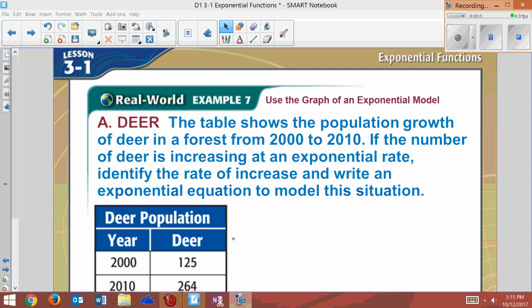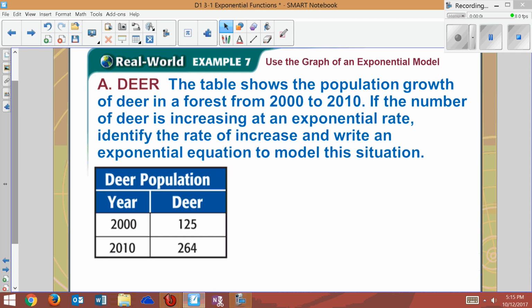All right, now we're going to look at a list and spreadsheets type problem. It says the table below shows the population of deer in a forest from 2000 to 2010. The number of deer is increasing at an exponential rate. Identify the rate of increase and write the exponential equation to model this situation.